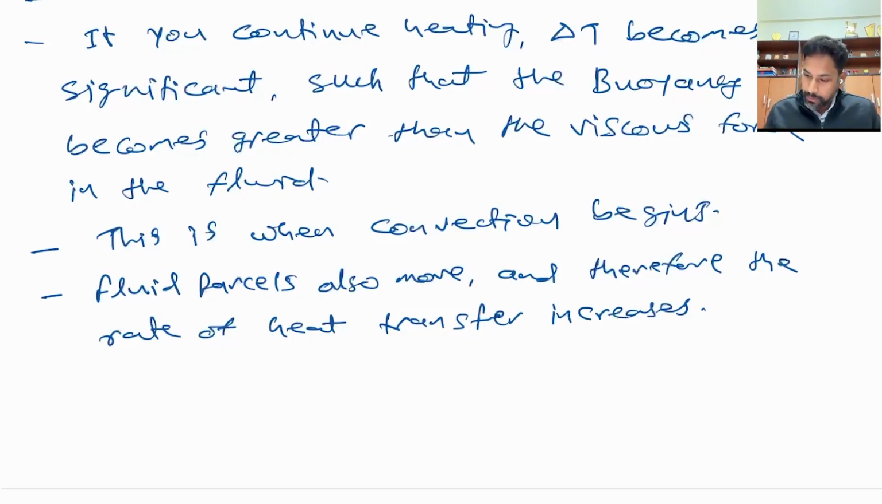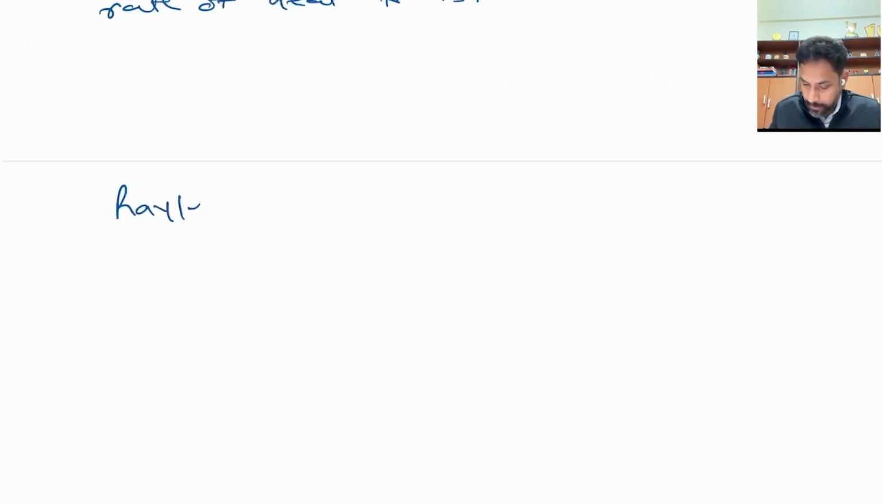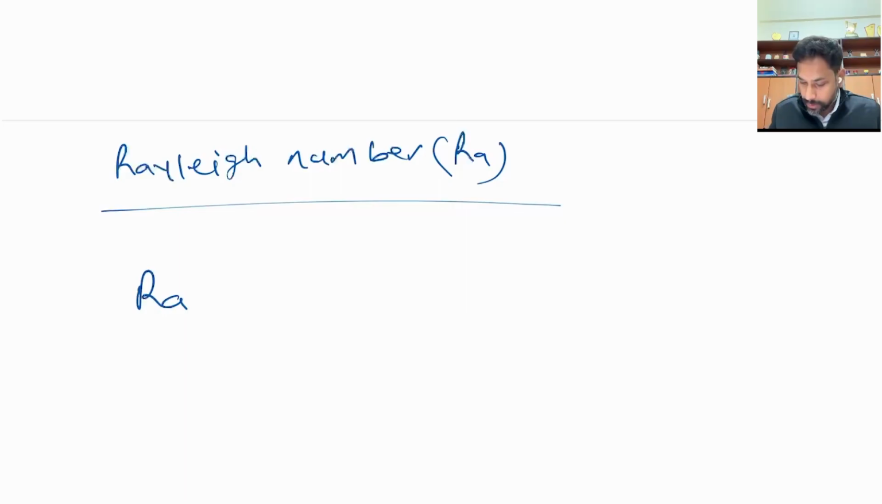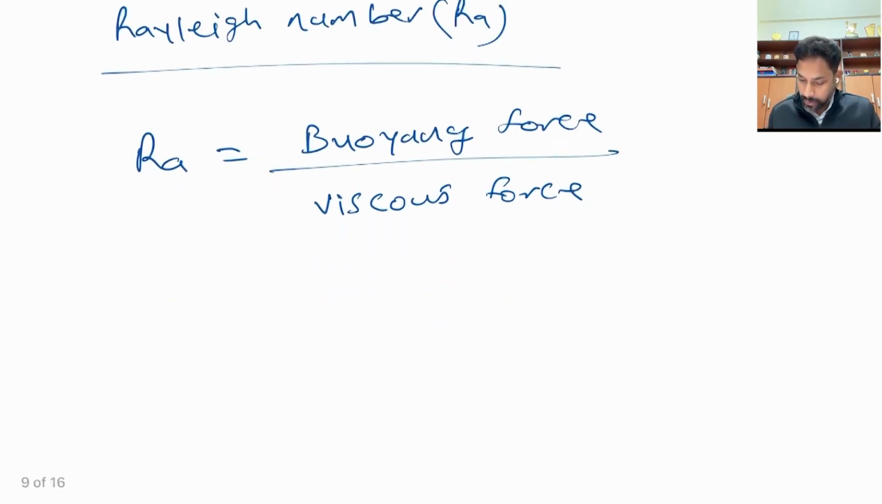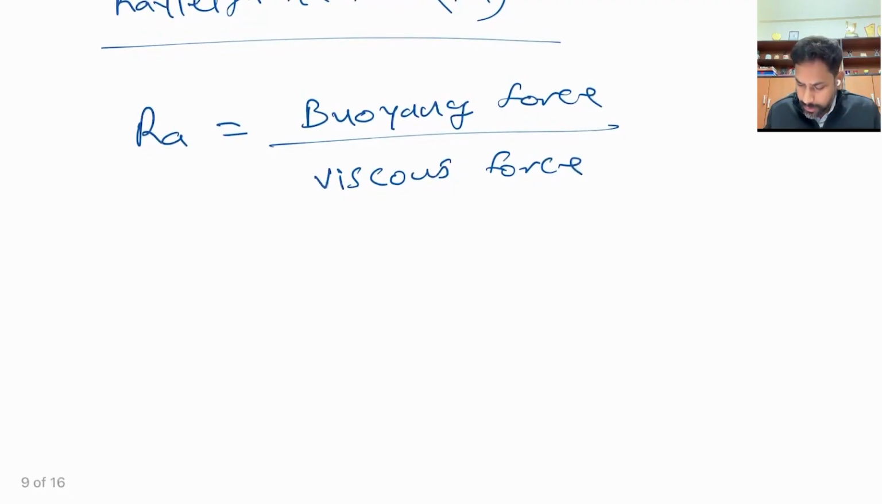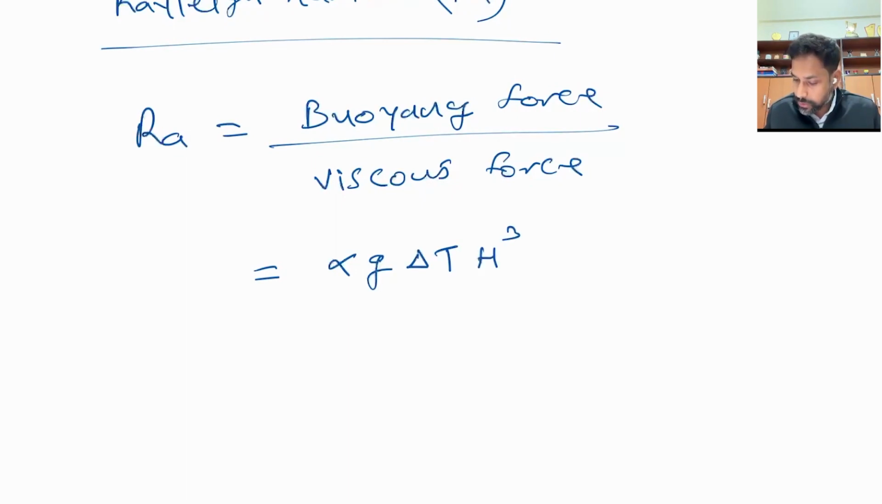So this particular process is actually defined by a number called the Rayleigh number, which gives you the ratio of buoyancy force to viscous force. It has different forms, but the most general form is defined as Ra = alpha G delta T H cubed over nu K.